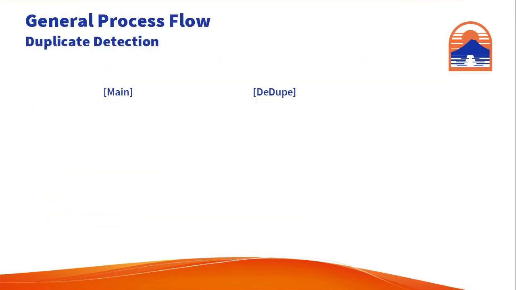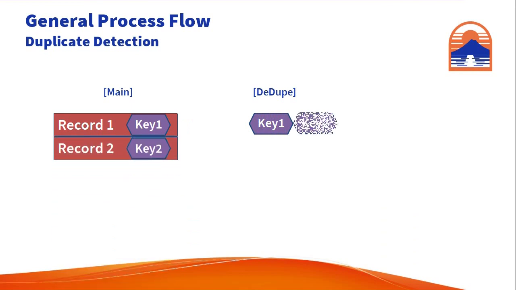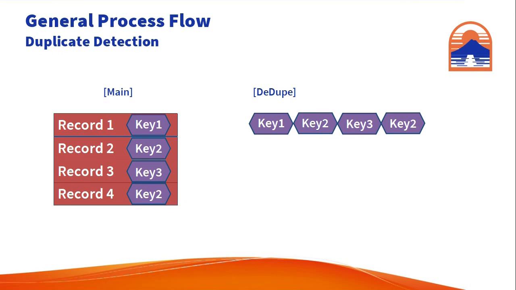Let's take a look at the general process flow for the first deduplication module, duplicate detection. As records are added to the main table, the key is rolled up to dedupe, and the number of instances of key in the concatenated string of keys is determined. As long as only a single instance is found, the key is considered unique. But if a record is added whose key is a match for one already in the base, then the system detects a second instance of the key and the system flags it as a dupe.